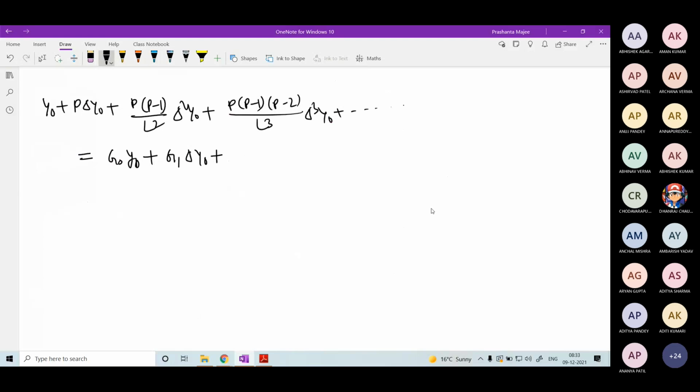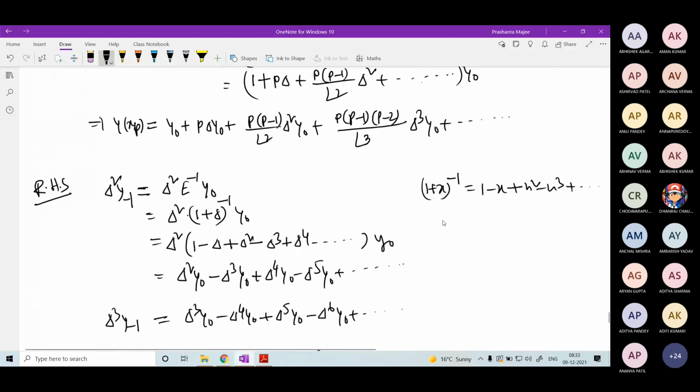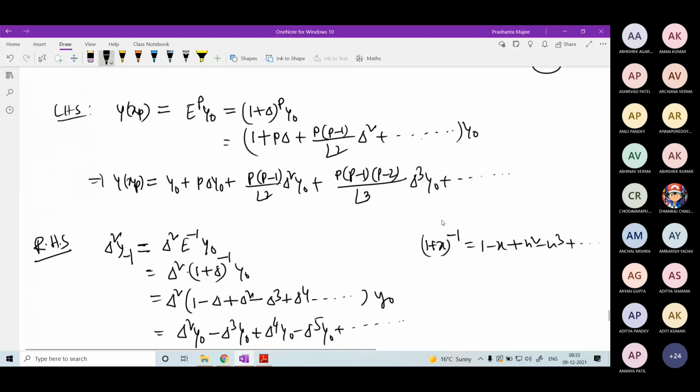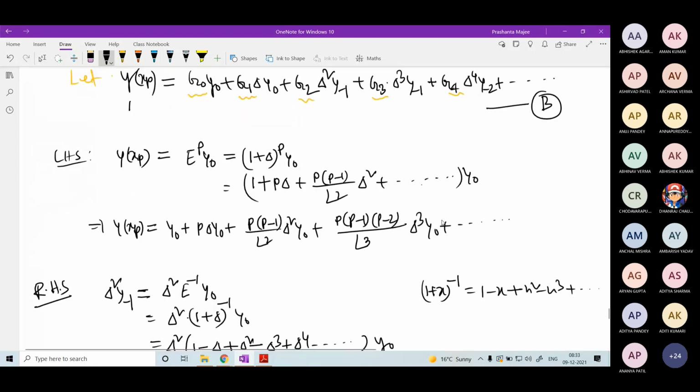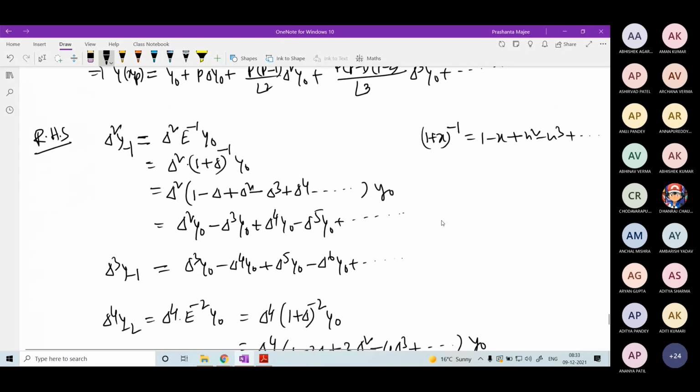What is the third term? Third term is g2 into del square y minus 1.